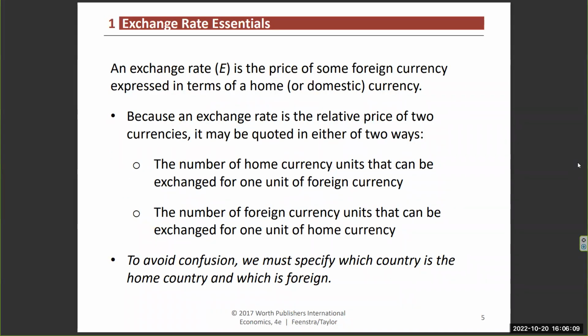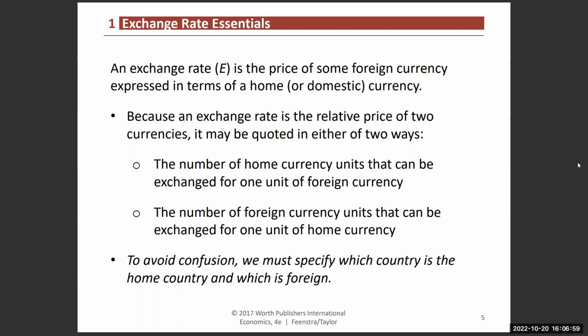So what is an exchange rate? The exchange rate is the price of one foreign currency expressed in terms of another currency. In our case, we would discuss how much home currency you need to pay for foreign currency, so this is the price of foreign currency in your home currency. Because an exchange rate is the relative price of two currencies, it may be quoted in two ways: direct quotation and indirect quotation. The first is the number of home currency units that can be exchanged for 1 unit of foreign currency. And the second, which is turned upside down, is the number of foreign currency units that can be exchanged for 1 unit of home currency.